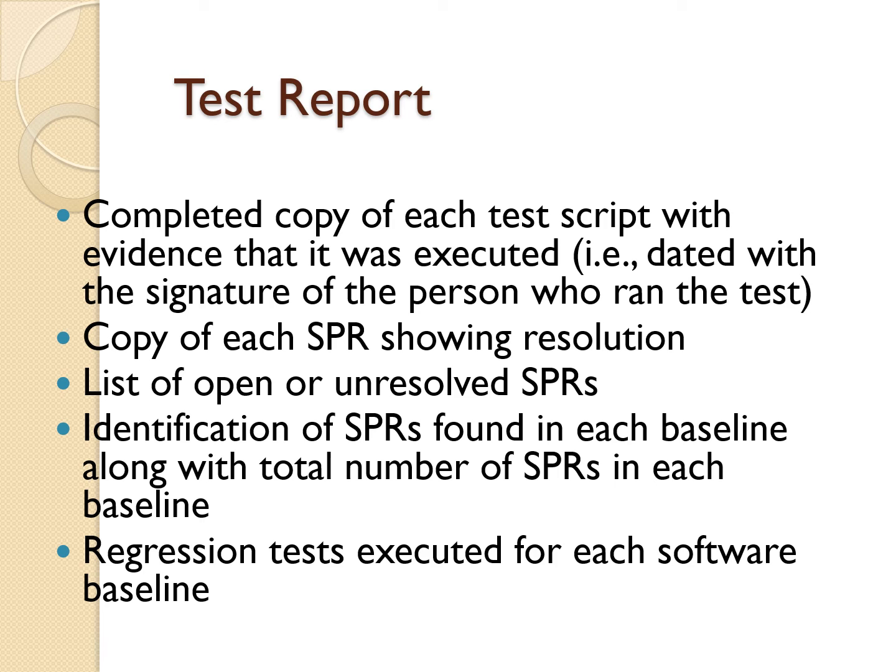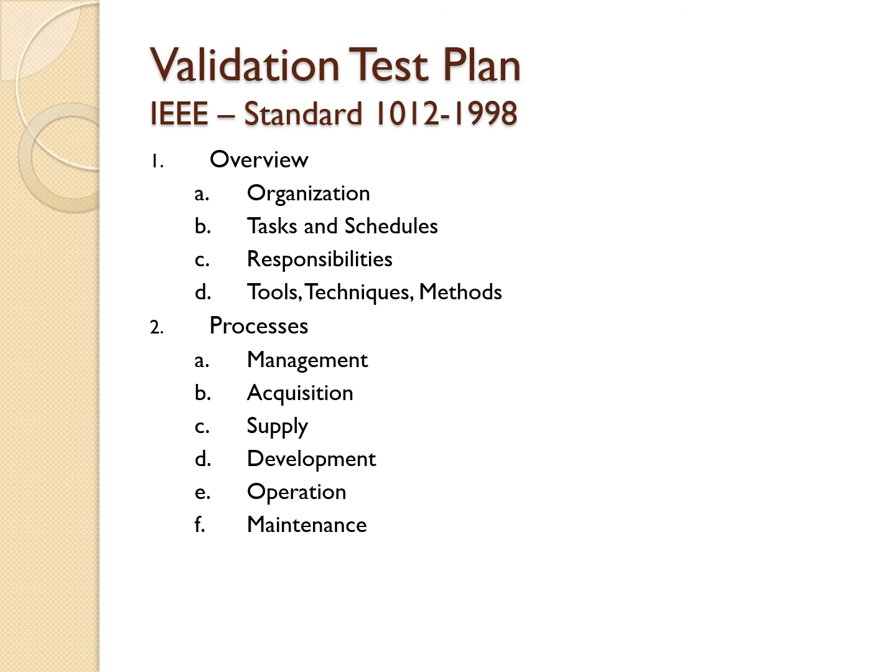A list of open and unresolved SPRs. Identification of SPRs found in each baseline along with the total number of SPRs in each baseline. Regression tests executed for each software baseline. So this is a report which has to be done now. Actually, it is a standard validation test plan given by IEEE standard 1012 in 1998. We can apply this to every software.